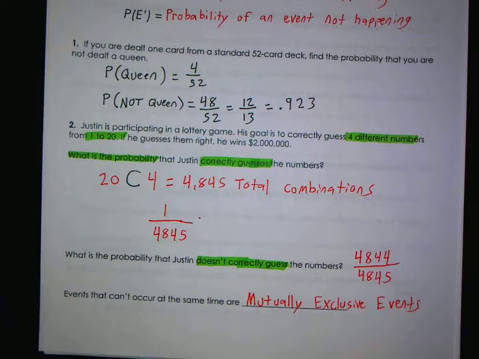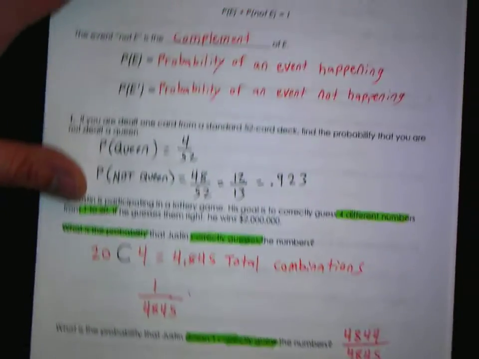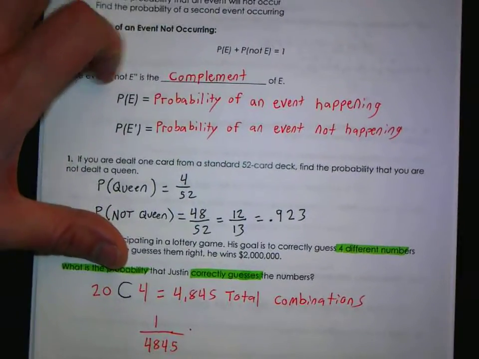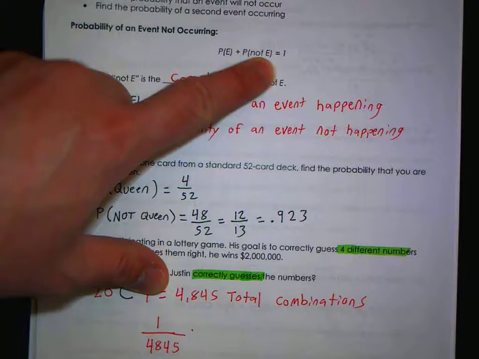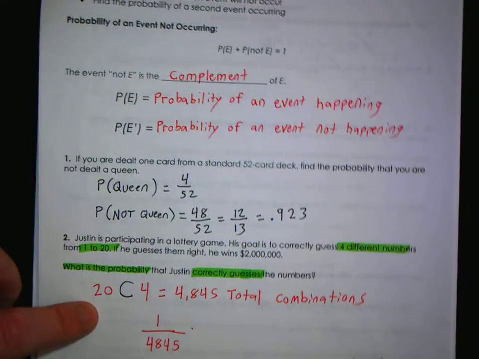All that means is that there are events that cannot occur at the same time. You'll see what that means here in a minute. So all we've learned so far is that if you take the probability of something happening and the probability of that not happening, it always equals 1. That's all we've learned.